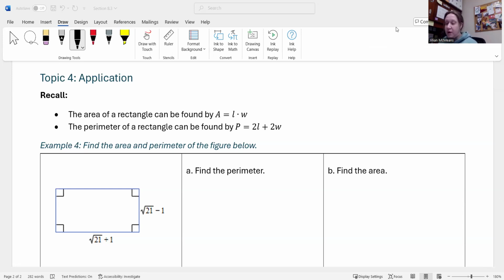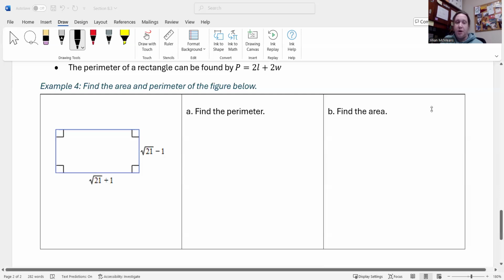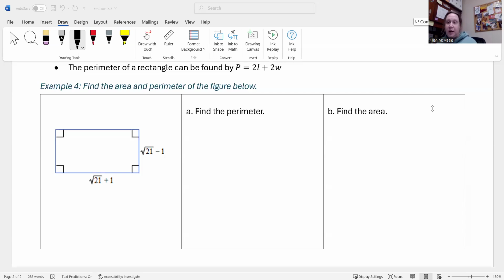So remember, the area of a rectangle can be found by multiplying the length times the width. And then the perimeter of a rectangle can be found by taking 2 times the length and adding it to 2 times the width. So if you look at example 4, it says find the area and perimeter of the figure below. Well, of course, we're going to throw in some radicals just to give you a way to practice basically adding, subtracting, multiplying, and dividing radicals.